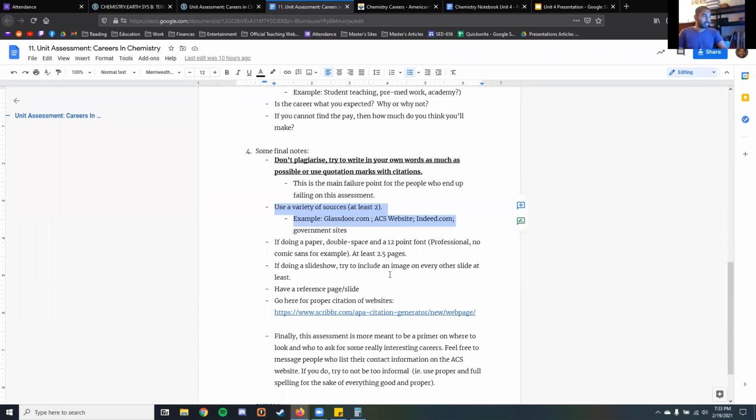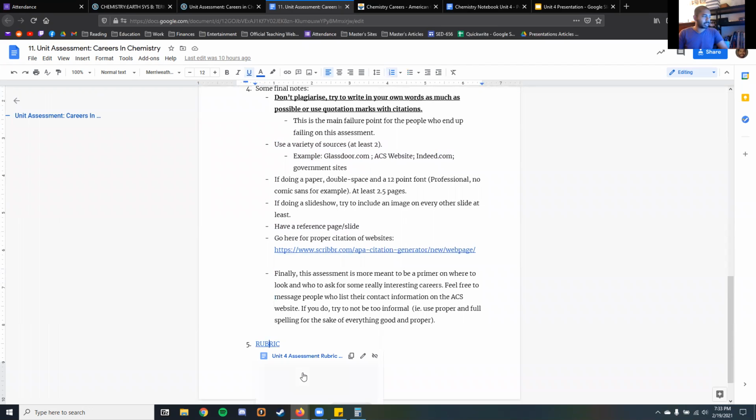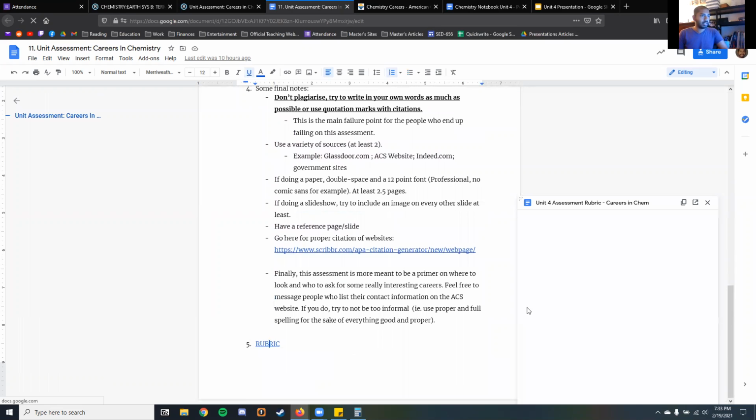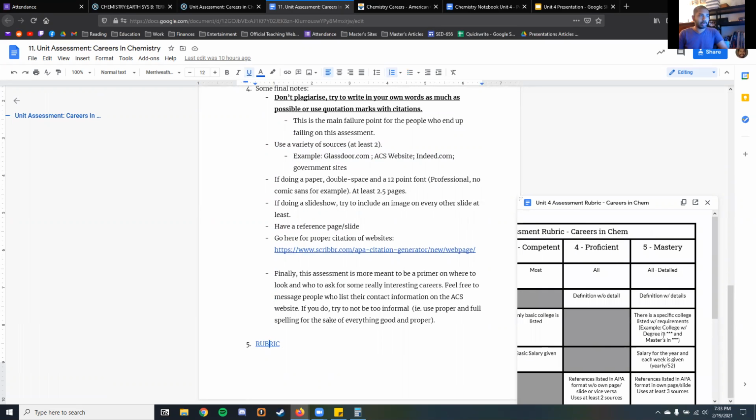After you're done, make sure you have a reference page and/or slide, and make sure you cite the websites properly. If you can't do that, use the link here to help you cite some things. And there's a rubric attached to this thing here, so I'm going to pop it up. Really a standard rubric, 5 sections of grading, 4 out of 5.